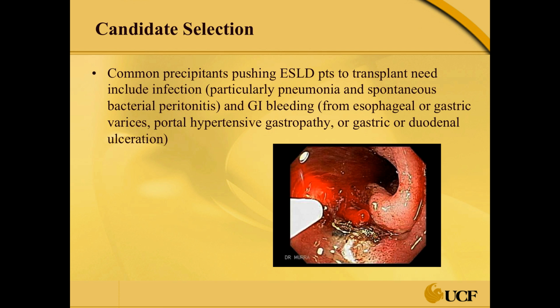Why? They've got such severe liver failure that they're experiencing severe portal hypertension, and that portal hypertension is resulting in things like gastropathy, bleeding from the esophageal varices, or even varices that have developed into the stomach or even the duodenum, which can ulcerate, perforate, and cause a significant GI bleed.